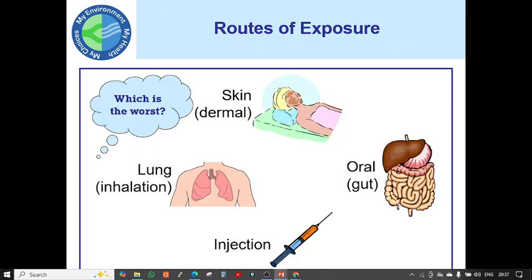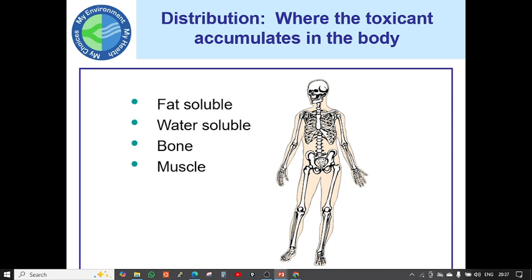Which is the worst? Because directly mixing with the blood is the worst, which is either injections or inhalation. So injection is the worst, a toxic substance directly mixing. Now distribution, where the toxicant accumulates in our body. When the toxic substance enters, in what way and how does it move? For example, if you are drinking alcohol, what is the route of this toxic substance, how can it be passed away and accumulate in our body? That means it can be stored.